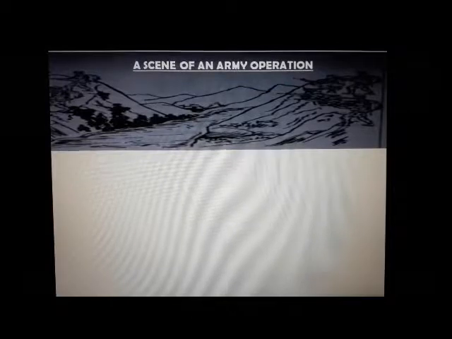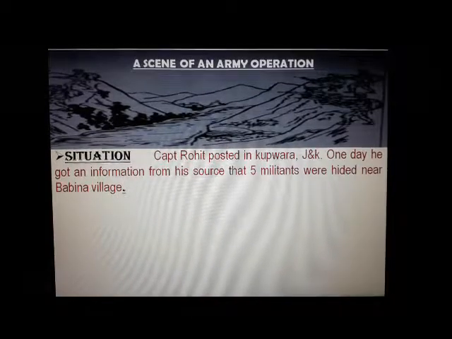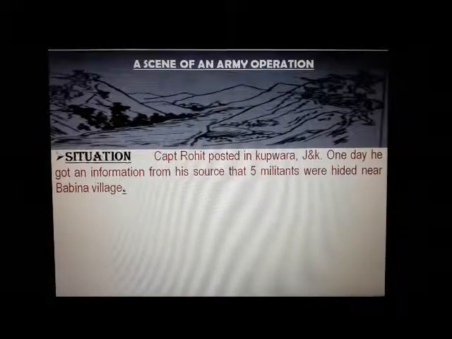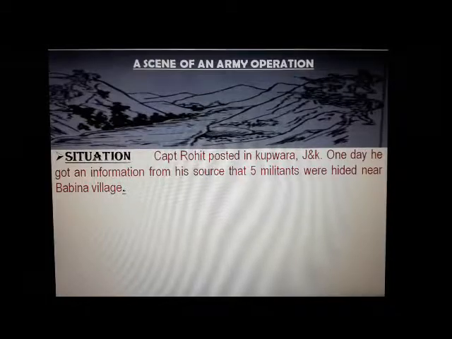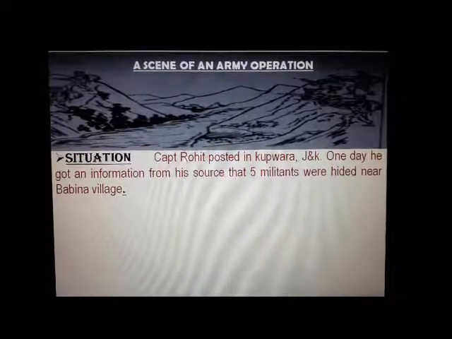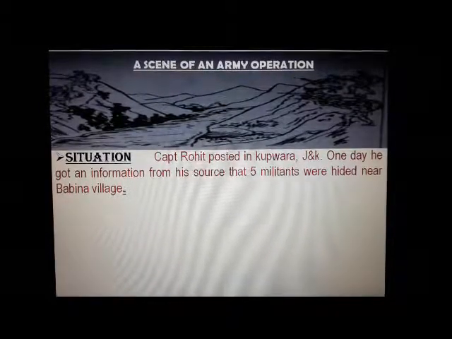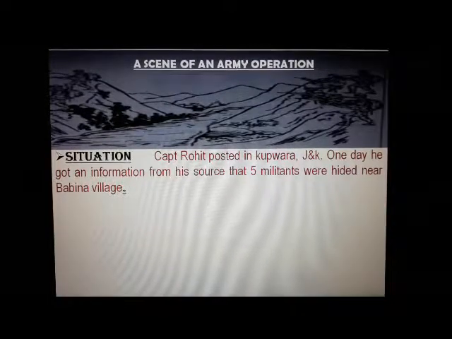Friends, watch this picture. It is clearly visible that a few soldiers are fighting. So you can easily depict that it is a scene of an army operation. Now friends, you can see the situation. I have created a hero, then I have created a problem in front of him. For example, in this picture, Captain Rohit is posted in Kupwara, J&K. One day he got information from his source that 5 militants were hiding near Babina village. So my hero gets his aim.